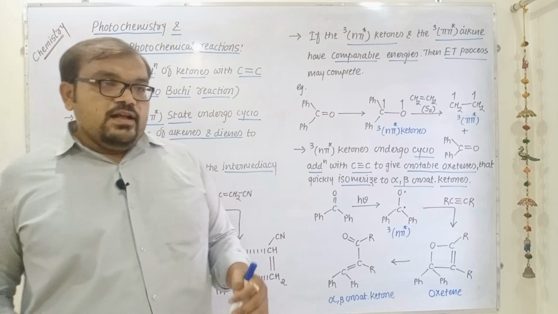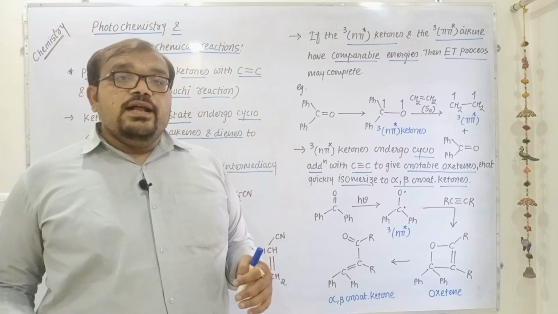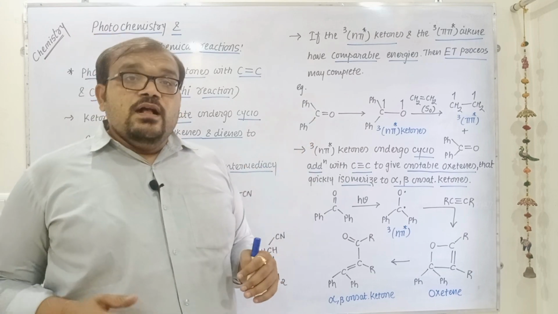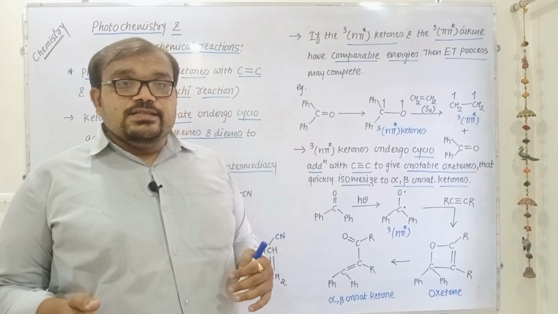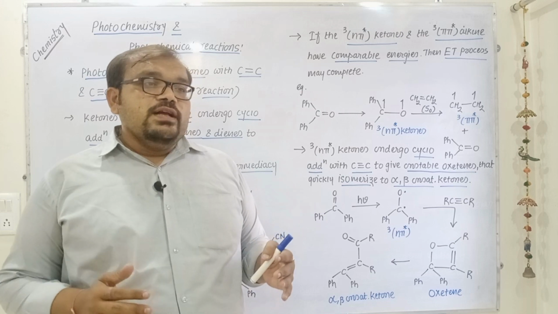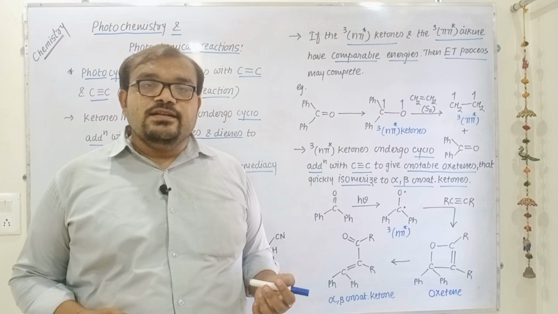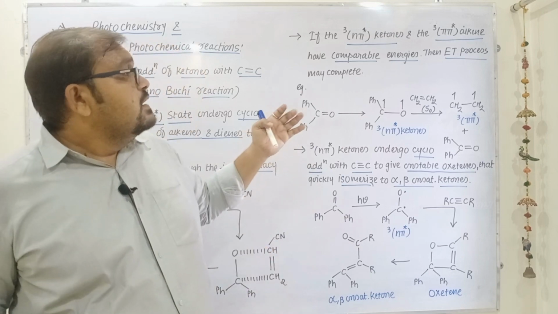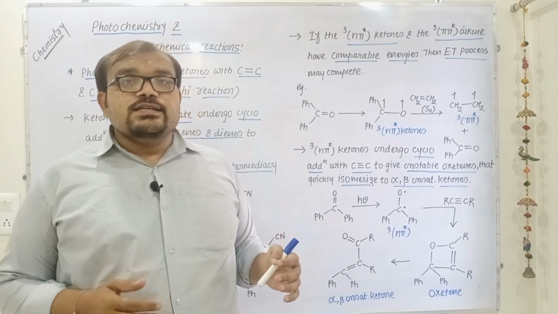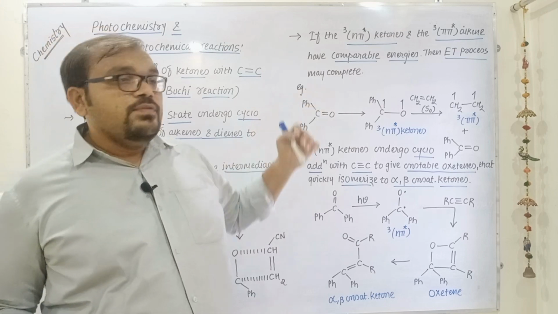Now friends, when the triplet n-pi star state of the ketone and the triplet pi-pi star state of the alkene have comparable energy, then they may undergo an energy transfer or ET process, as we have earlier discussed in our earlier video lecture, right? Such an ET process we have already discussed in detail. Here we can explain an example of the ET process.